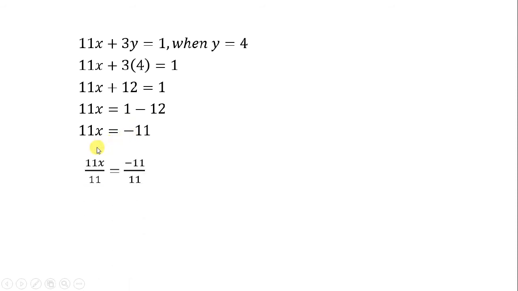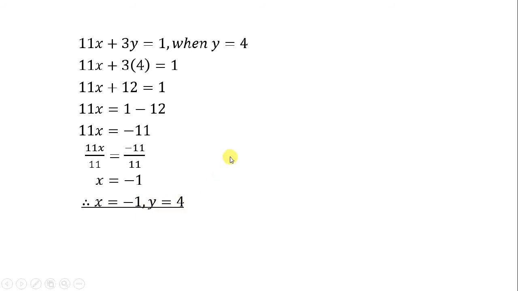So we have 11x is equals to negative 11. To find the value of x, what are we supposed to do? Divide both sides by the coefficient. So our x is equals to negative 1. Our final answer is, therefore, x is equals to negative 1 and y is equals to 4. Let's go to the next example.